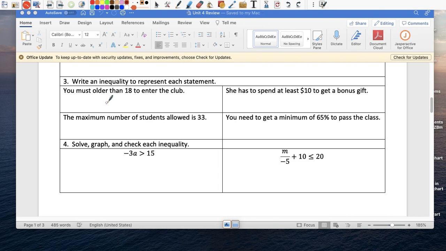So I'm going to put club, and the age that you have to be in order for you to enter, you have to be older than 18. If you're 18, can you come in? Nope, you can't. She has to spend at least $10 to get a bonus gift.